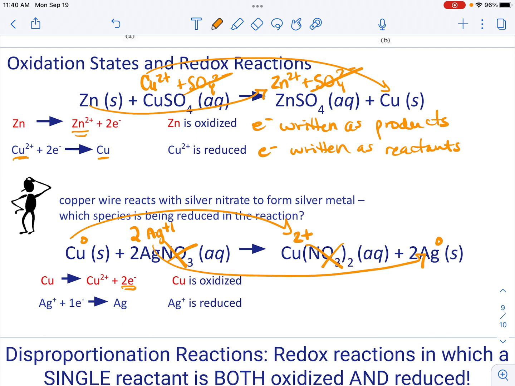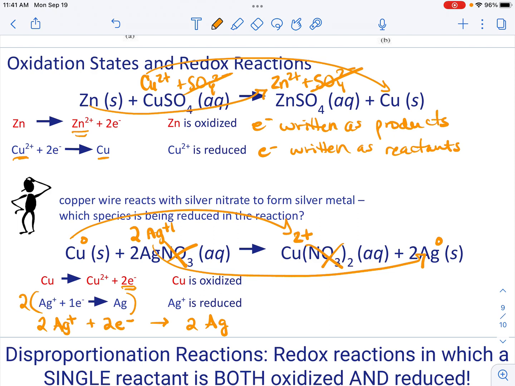Which means that now I have 2 electrons being given off by the copper and only 1 electron being gained by the silver, which means technically I need to multiply this equation by 2 to give me 2 silver ions to accept the 2 electrons and form 2 silver atoms. So we'll talk about this more in class, but I just wanted to kind of expose you to that.